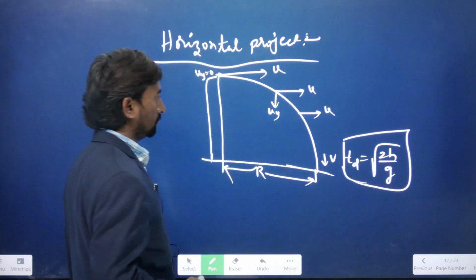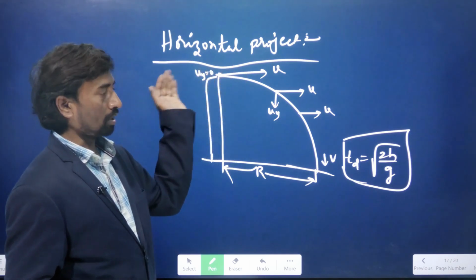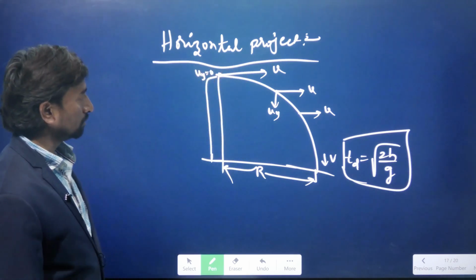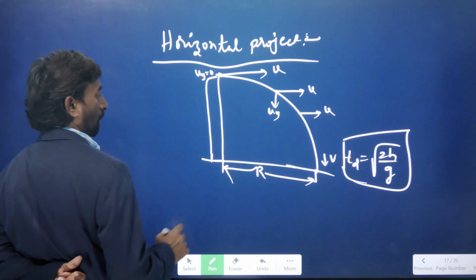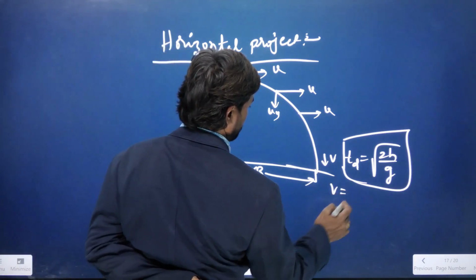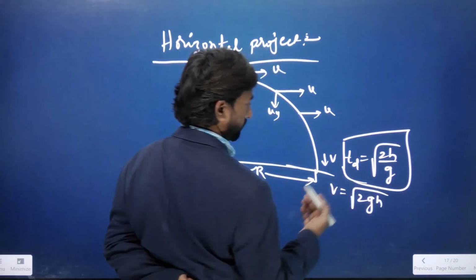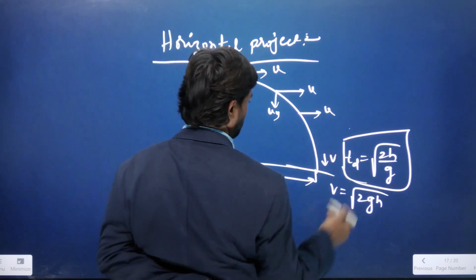Time taken by the body to reach the ground whenever it is projected with a certain velocity u horizontally from the top of the tower or the top of a certain height. And it will reach with a certain speed, that is square root of 2gh, from the third equation of motion. This is from the second equation of motion.